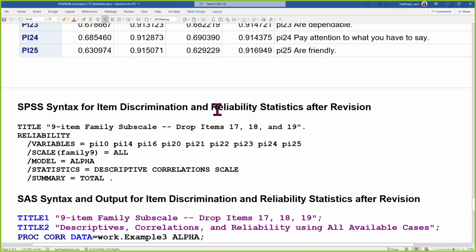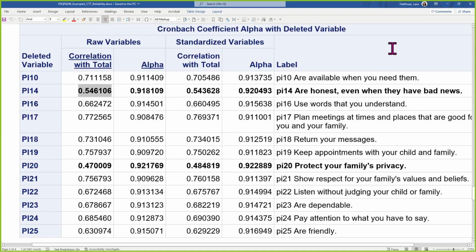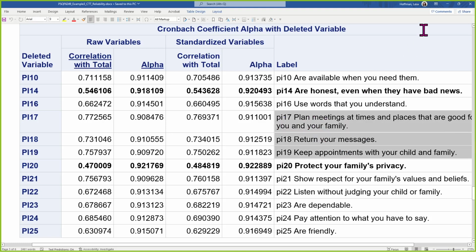Here is SPSS and SAS for dropping items. Here's what ended up happening. We have 1, 2, 3, 4, 5, 6, 7, 8, 9, 10, 11, 12 items. We ended up with 9 for the other scale, and so we decided we would want 9 for this one, just for symmetry. So we ended up getting rid of these 3 items.